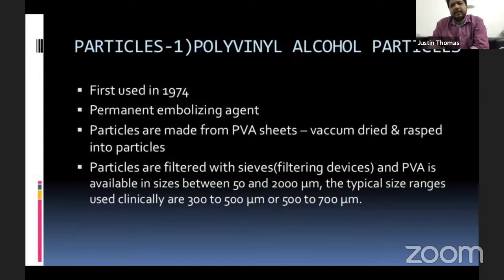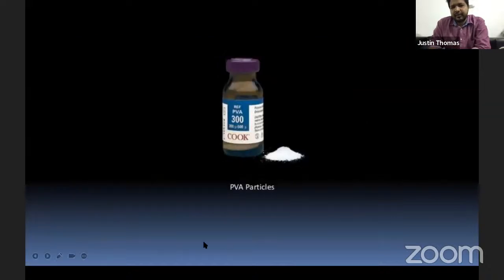Coming to particles, the most commonly used particle is PVA, polyvinyl alcohol. It has been used since 1974. This is a permanent embolizing agent. It is made from polyvinyl alcohol sheets, which are vacuum dried and rasped into particles, which are filtered by sieves or filtering devices. These are available in sizes ranging from 50 to 2000 micrometers. So this is a PVA particle of a specified size, 300 to 500 micron.